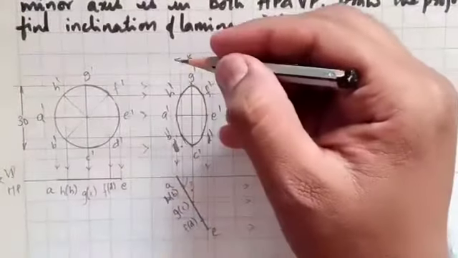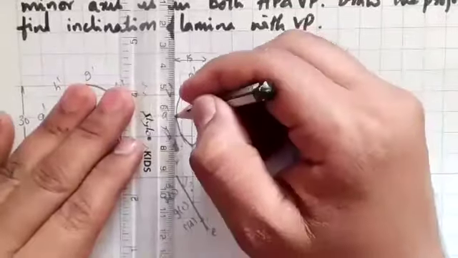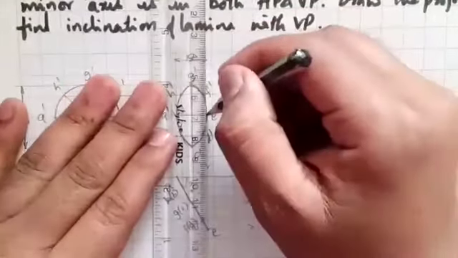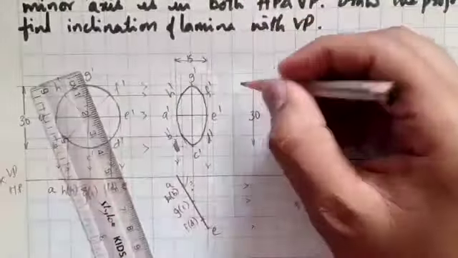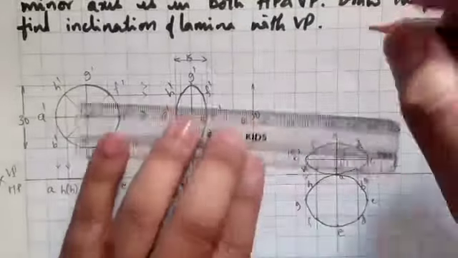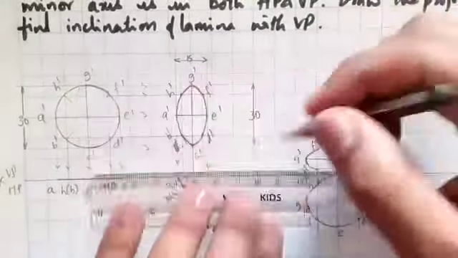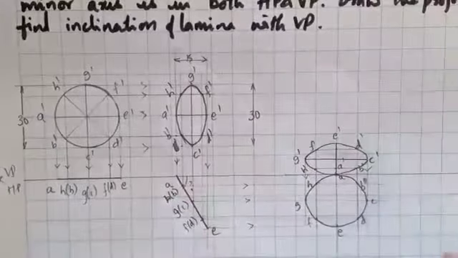30 mm dimensioning I have done like this. 15 mm, you can extend the projectors and dimension 15 and 30 and mention the major axis and minor axis with a very thin line.